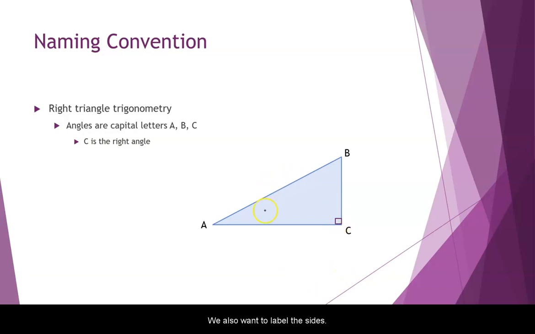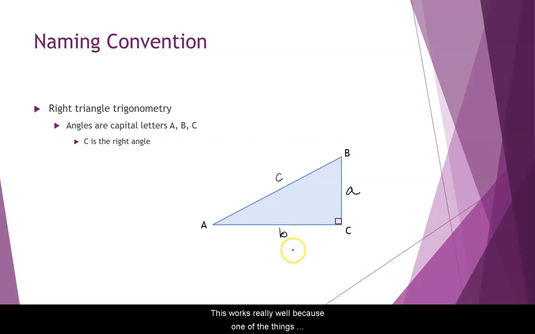We also want to label the sides. Again, by convention, we label the opposite side the lowercase version of that letter. So opposite from angle A, I name this side lowercase a. That means angle B is opposite side length b, and angle C is opposite the hypotenuse.